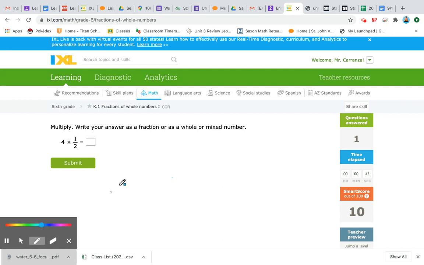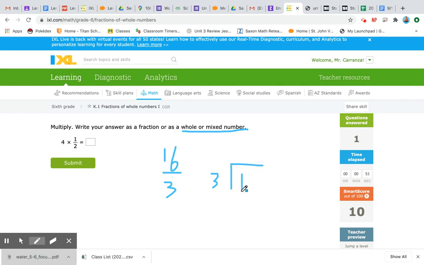Remember that the instructions do say whole or mixed number. So if your answer is a fraction like 16 over 3, you're going to have to long divide it and then turn it into a mixed number using the methods that we went over last week, right? Where your remainder is your numerator and your denominator is the divisor.